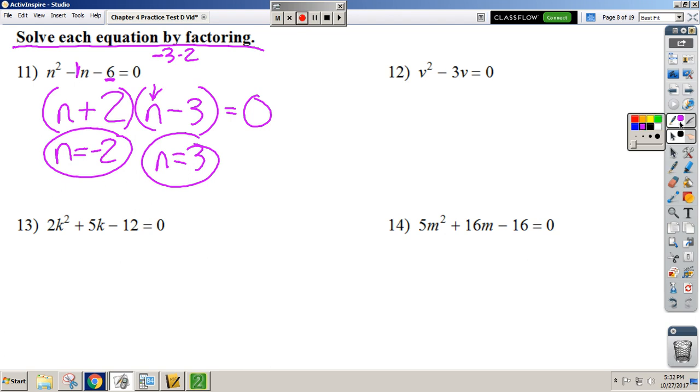Alright, number 12 is a greatest common factor problem. So if we look at these two, the greatest common factor is v to the first. If you divide this by v, you would get v. If you divide that one by v, you would get minus 3.